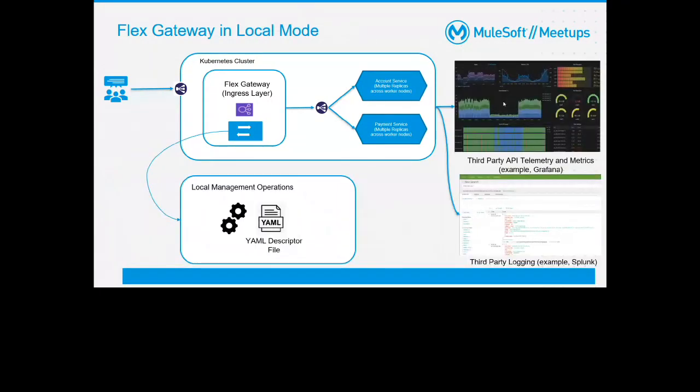In local mode, as I mentioned, everything is managed by a YAML descriptor file, correct? And you have to use third-party logging and monitoring tools. Even for local mode you can set up multiple replicas or instances of your Flex Gateway, which will provide high availability, scalability, fault tolerance, and high performance.